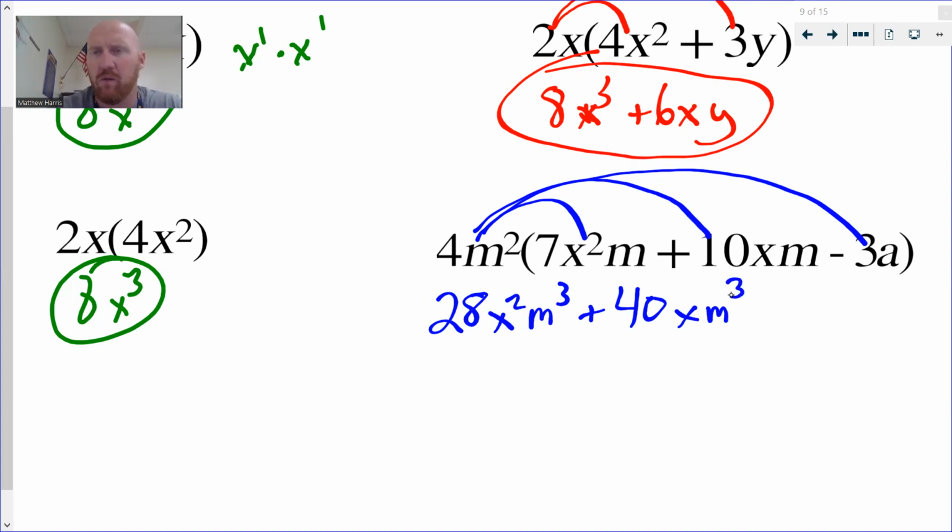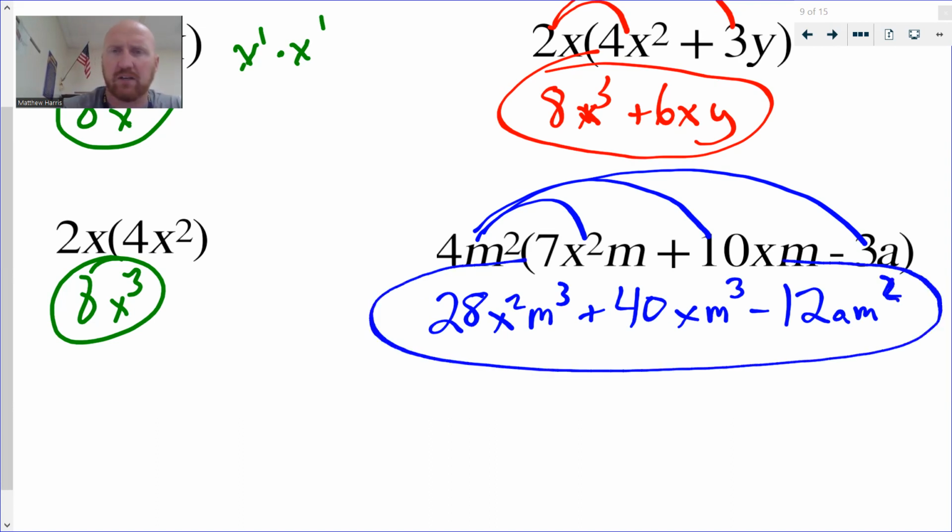Okay. And then the last one, we're going to do 4m squared times negative 3a. Well, 4 times negative 3 is negative 12. M squared and a, well, a m squared. We're done. Okay. That's all you do. You just go through and you go term by term. Don't look at it as a whole. Break it down term by term. Okay.